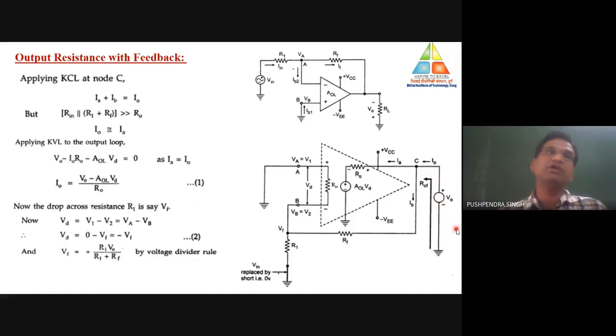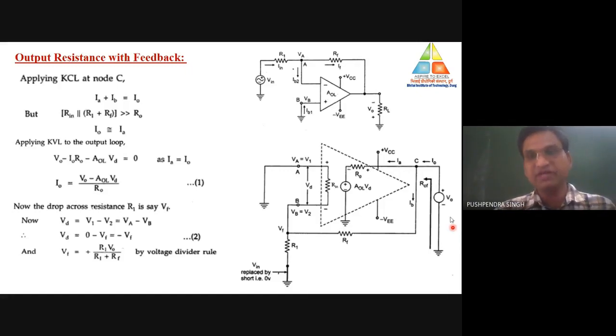Whenever we solve any circuit for calculating the output resistance, just connect one voltage source at the output, and at the input terminal make the voltage source grounded. These two changes you need to make for calculating the output resistance with feedback. Connect one voltage source at the output, which will draw some current called the output current, and at the input terminal all the voltage sources will be zero, or short circuit.